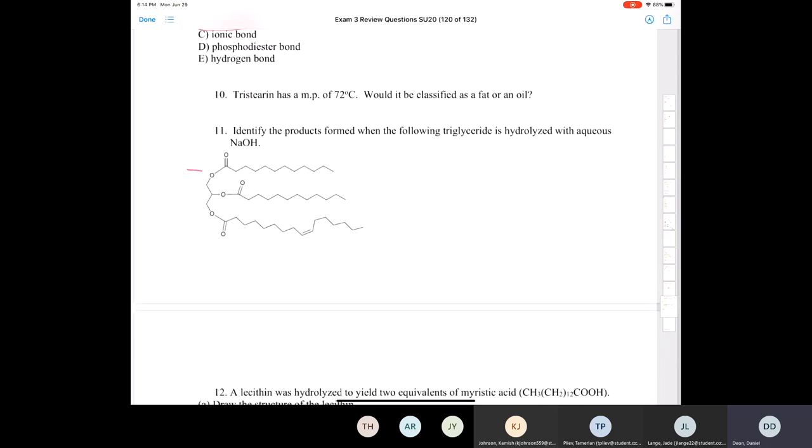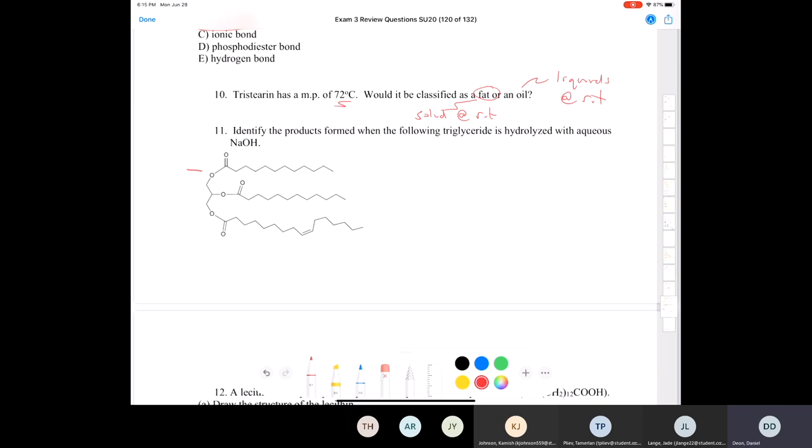Number 10 says tristearin has a melting point of 72 degrees Celsius. Would it be a fat or an oil if it doesn't melt until 72 degrees Celsius? Yes, it would be a fat, because oils are liquids at room temperature, and fats are solid at room temperature. And room temperature is like 25 degrees Celsius, right? So this won't melt at 25 degrees Celsius, it doesn't melt until 72. So the answer is it is a fat.